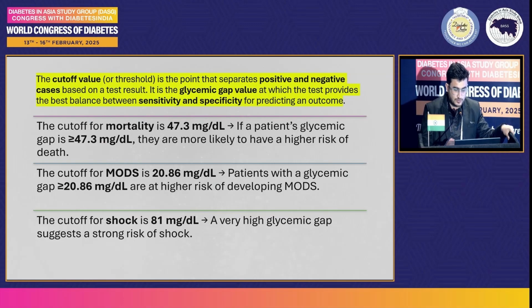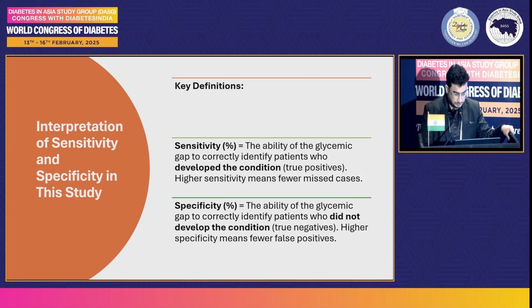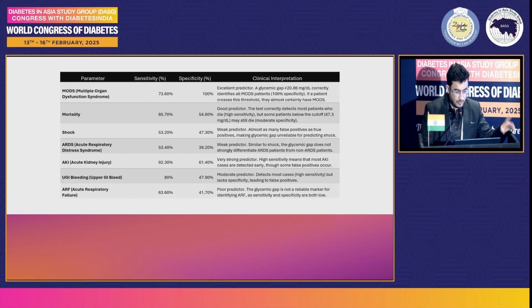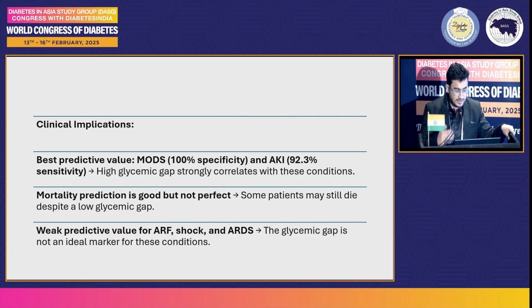The cutoff values were also seen for each of the adverse events. The cutoff for mortality was 47.3 milligram per dl, which indicates that if the patient has a glycemic gap of more than 47, they are more likely to have high risk of death. And if the glycemic gap is more than 20.8, they have a high chance of developing MODS. We also saw that MODS had 100% specificity, and AKI had 92% sensitivity for the glycemic gap. So high glycemic gap strongly correlates with these conditions.